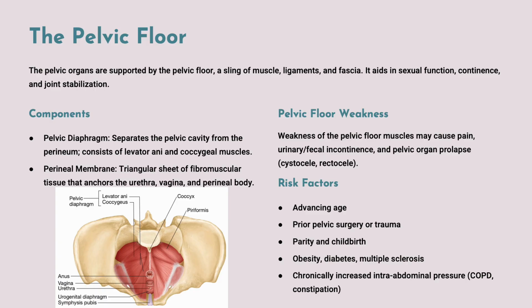Okay, so the components of the pelvic floor include the pelvic diaphragm and the perineal membrane. The pelvic diaphragm separates the pelvic cavity from the perineum. It consists of two muscles, the levator ani and the coccygeal muscles, while the perineal membrane is a triangular sheet of fibromuscular tissue that anchors the urethra, vagina, as well as the perineal body.